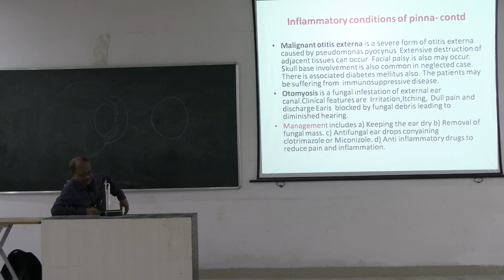Now otomycosis. Otomycosis means fungal infection. Oto means ear. So otomycosis is a fungal infection of the external ear canal. Clinical features: irritation, itching, dull pain, discharge. Ear is blocked by the fungal debris, leading to diminished hearing. What is the management? Cleaning of the ear, make the ear dry. Removal of the fungal debris, antifungal drops, miconazole and clotrimazole. They are two antifungal drugs used in otomycosis.